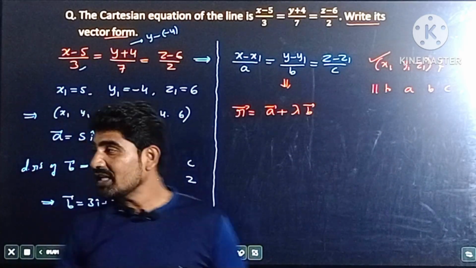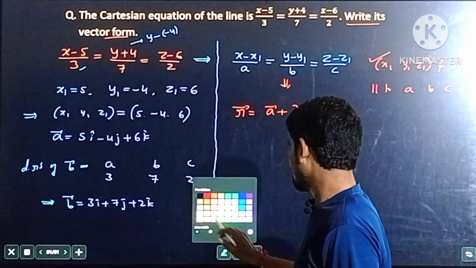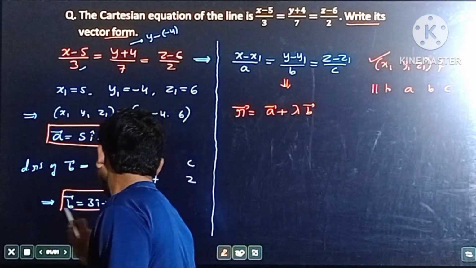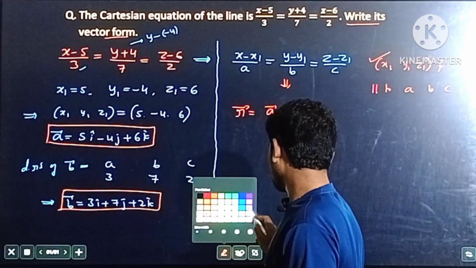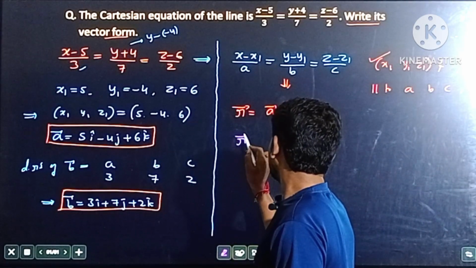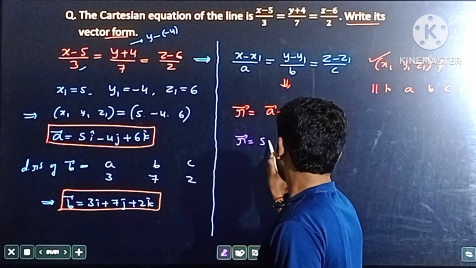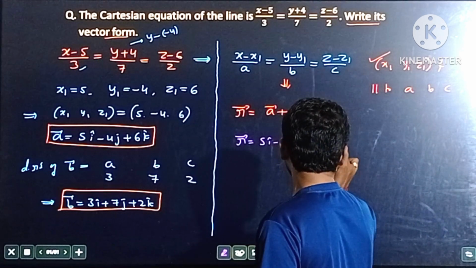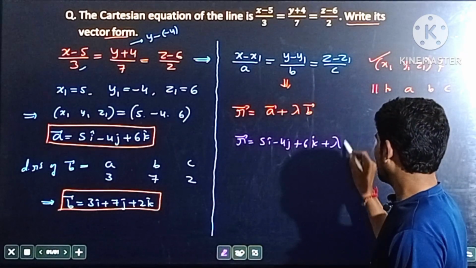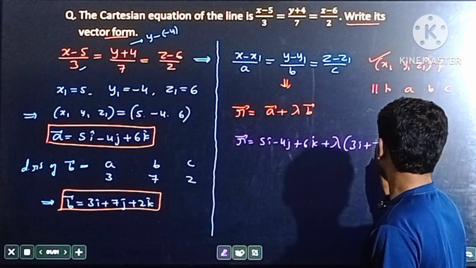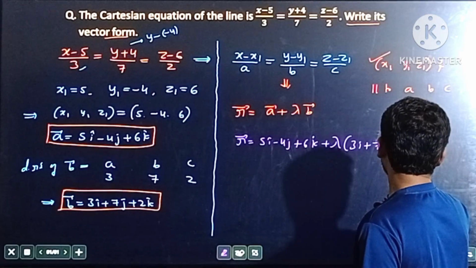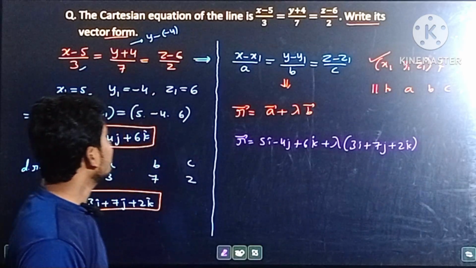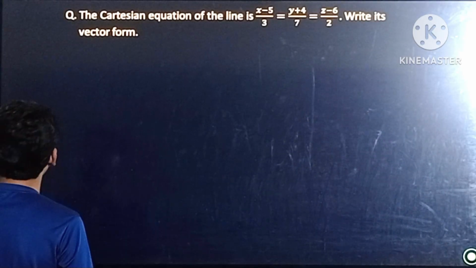For the required vector form of the given line, just substitute these two vectors, a vector and b vector, in its vector equation. That is, r vector is equal to a vector, 5i minus 4j plus 6k, plus lambda times b vector. b vector is 3i plus 7j plus 2k, and this is the required vector form of the given line. I hope all of you understood this question. Let's start the next question.